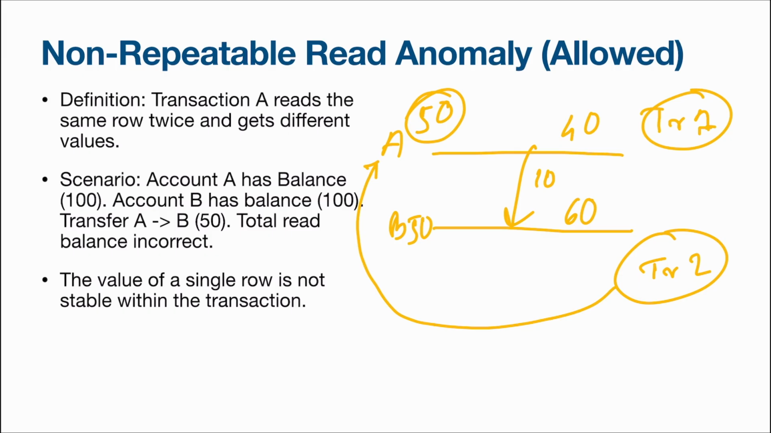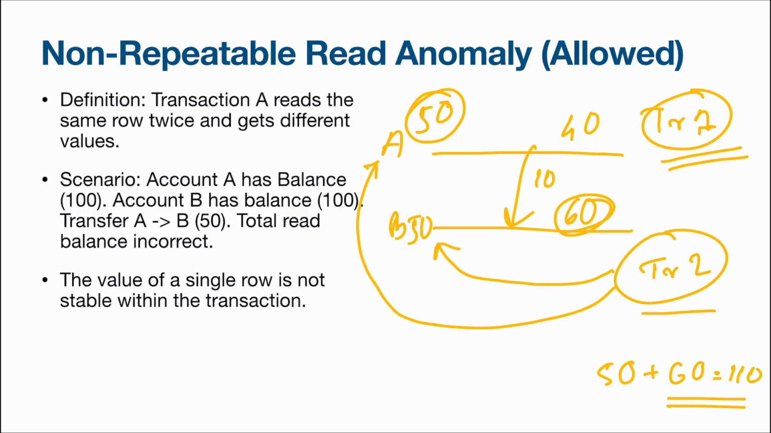But let's say due to network delay or some other issue, when it tries to read the value of B, transaction 1 has already committed, and in that case transaction 2 reads the value $60 of account B. So what is the total amount of money transaction 2 gets? It is 50 plus 60 equal to 110. So we are reading $10 extra, and that is not possible. That's why it is called non-repeatable read anomaly.